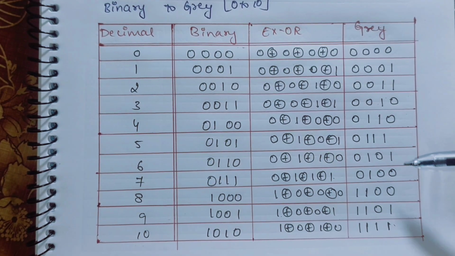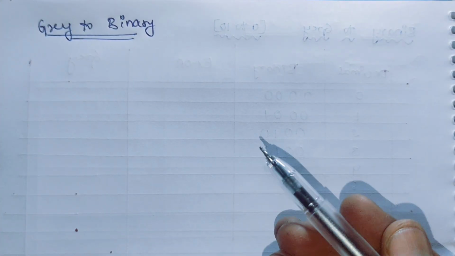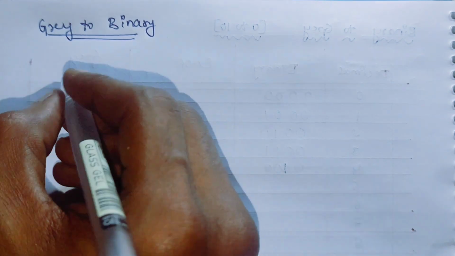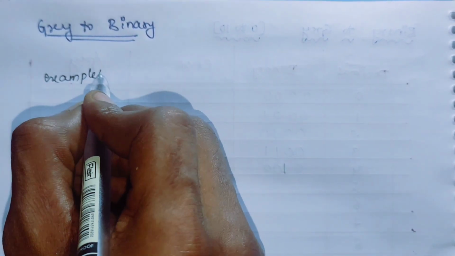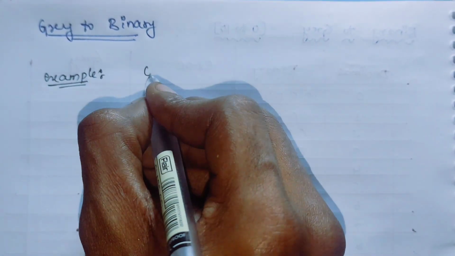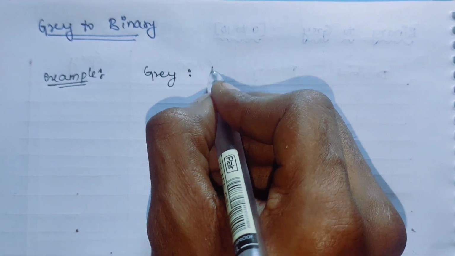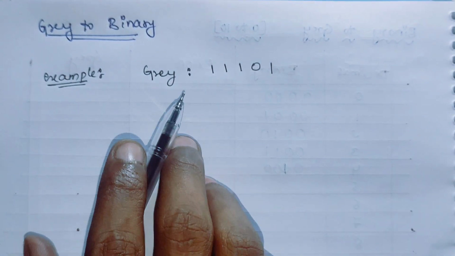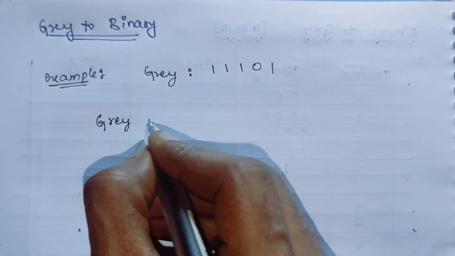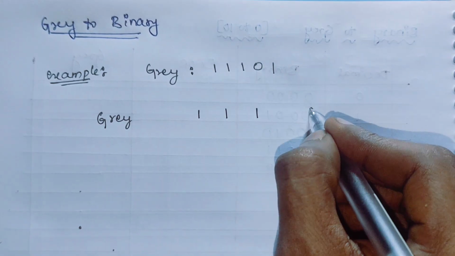Now let's move with gray to binary conversion. This gray to binary conversion will follow the same XOR operation but in a slightly different manner. Let us take an example. Let us take the gray value as 11101. This is our gray value. For the conversion of gray to binary, write the gray value first. Gray will be 1, 1, 1, 0, 1.